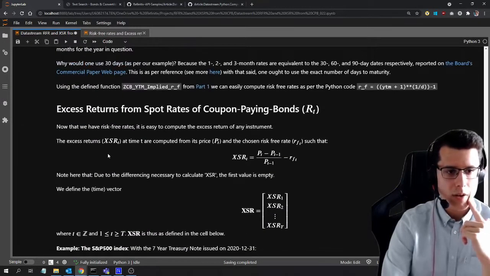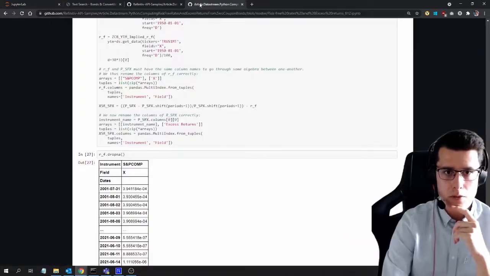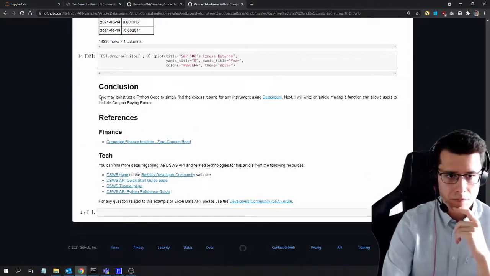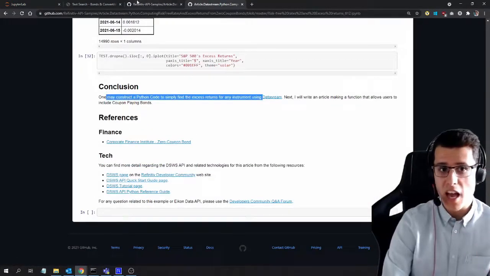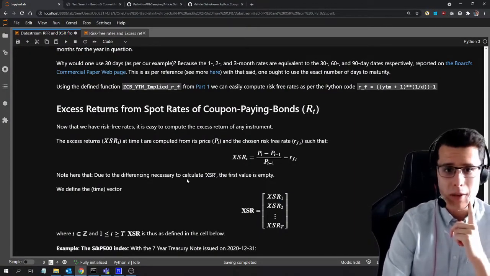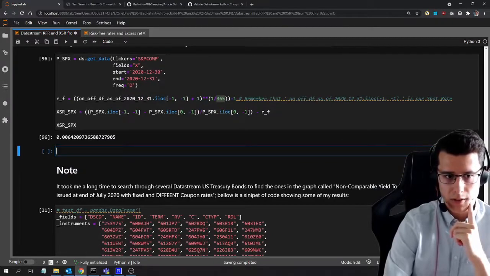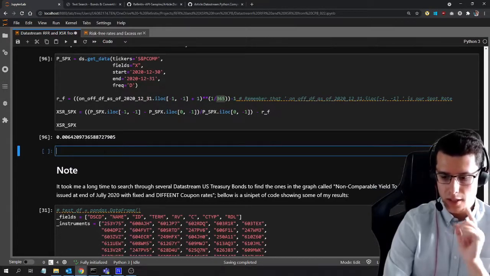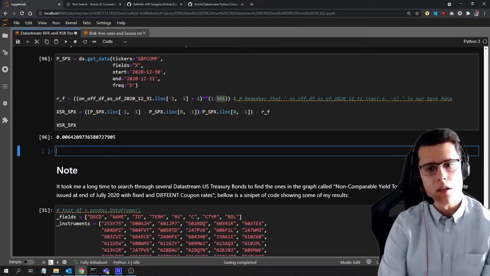Make sure it makes sense to have a conclusion. What was the conclusion before? Let's have a quick look. Yeah, very simply, you can do excess rates with coupon paying bonds this time, and then spot rates. And then what I'm going to do is have a quick look at RDP for next time.